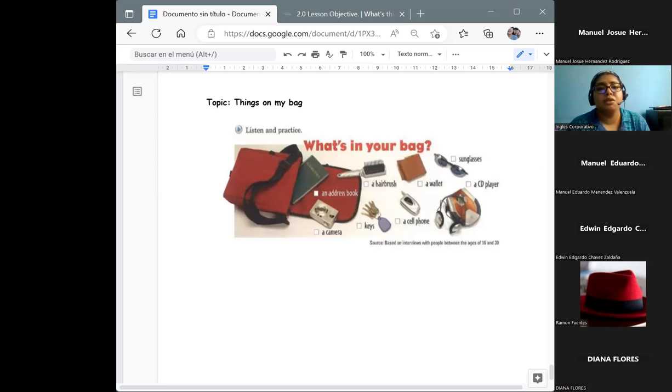So, I need you to think about the things that you have in your bag. Quiero que piensen en las cosas que ustedes tienen en sus carteras, en sus maletas, en sus mochilas. O en el caso de qué llevan ustedes cuando salen de casa, van a un viaje, van al trabajo, or something like that.